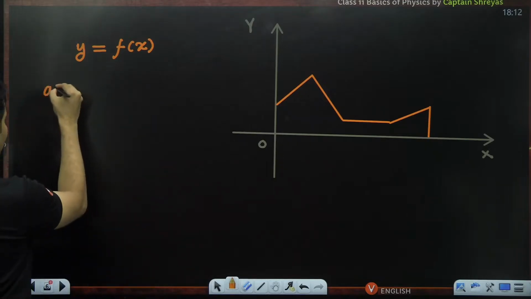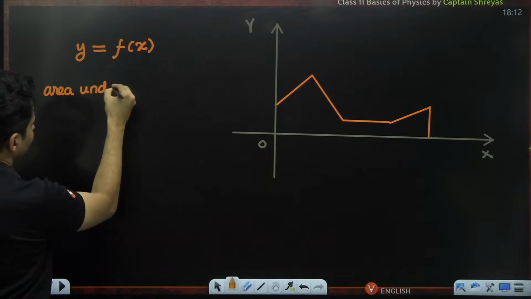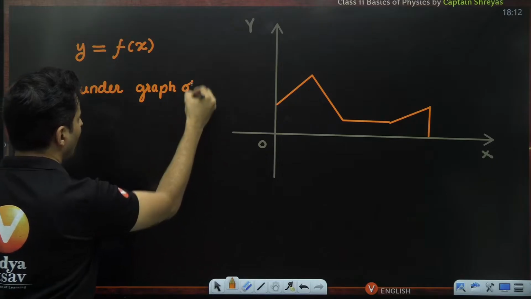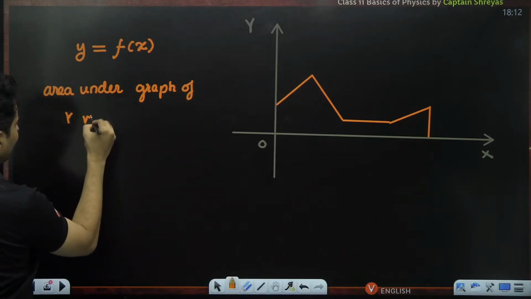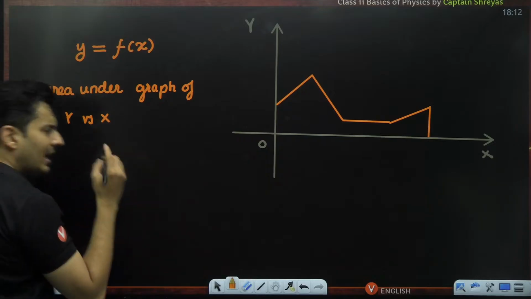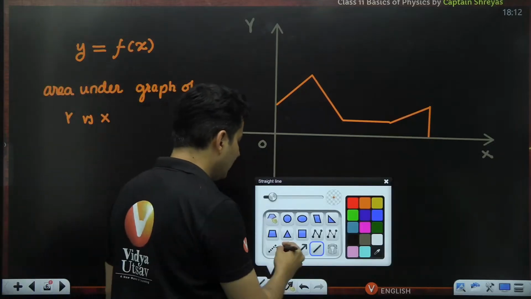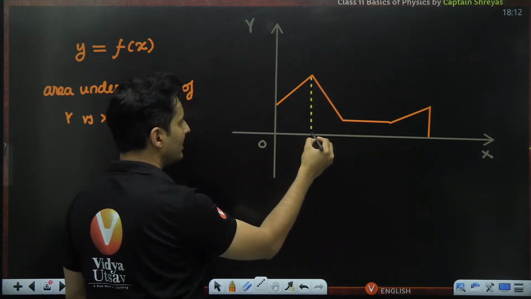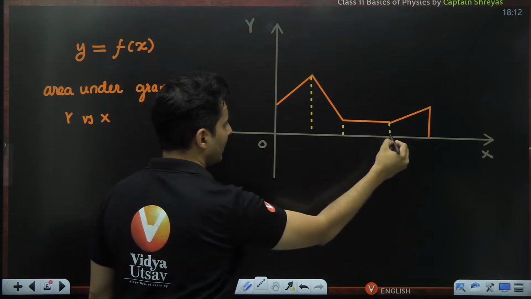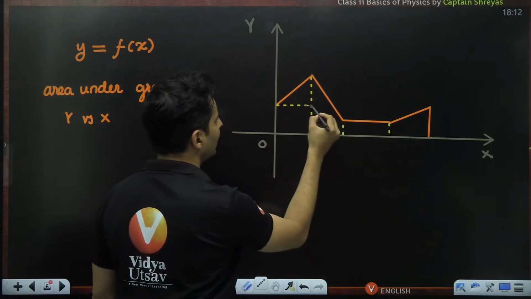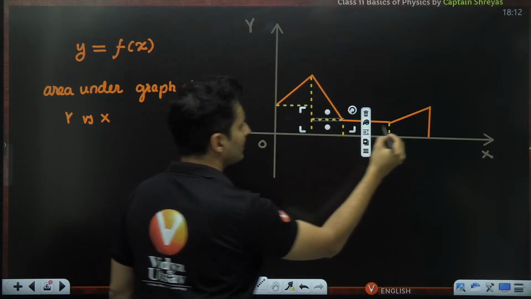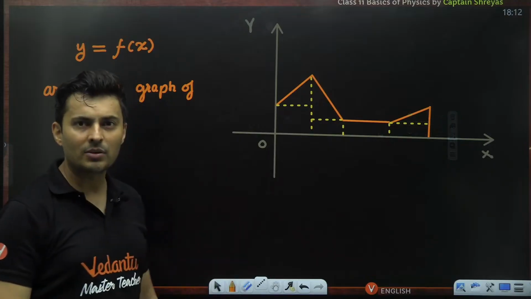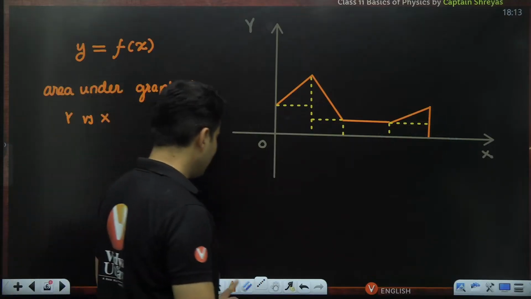Then the area under the graph of y versus x can be easily found because I can now break this down into maybe something like this, like this. Even if you want, you can break it down like this. So you can see a lot of triangles and rectangles are formed.